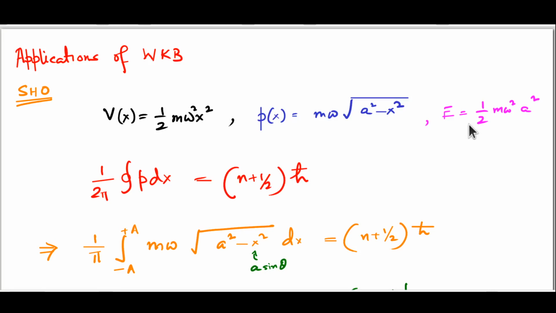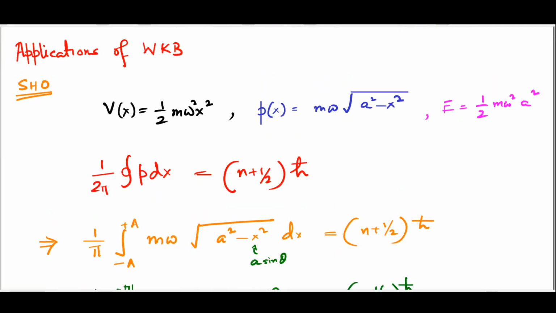Now, if we make use of the Bohr-Sommerfeld quantization condition, we have to set this particular integral equal to n plus half times h bar. Now, if you put in the value of p, that is m omega square root of a square minus x square, you have to integrate this from minus a to plus a. Let me just correct these two limits. This should of course be from minus small a to plus small a.